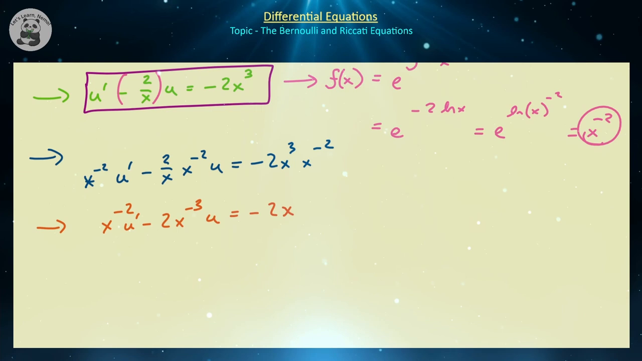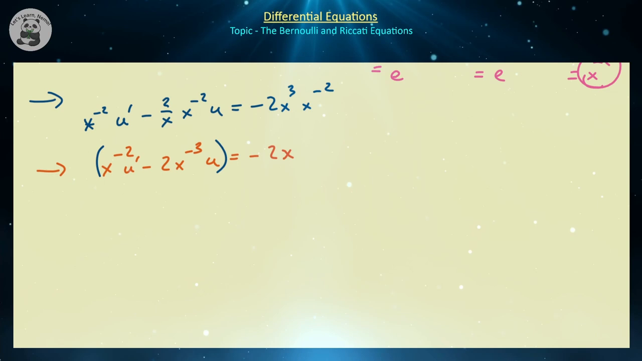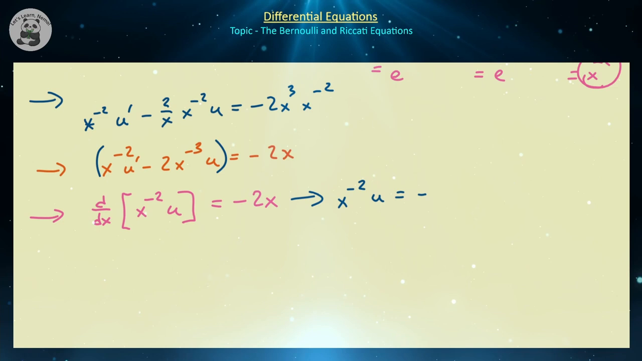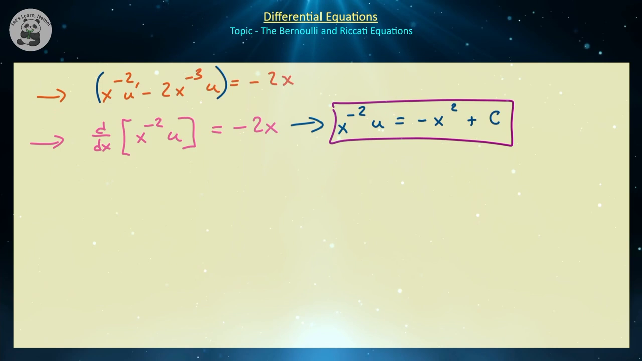All right, so on the left-hand side, we should have a backwards product rule, and indeed we do, because that's just precisely the derivative with respect to x of x to the minus 2 times u, and that's going to be equal to minus 2x. So once we have that, we multiply both sides by the differential of x and then integrate, which is going to give us x to the minus 2 times u is equal to minus, what is that going to be? So that's going to be minus x squared plus some arbitrary constant c, right? Which is our implicit solution for our differential equation in terms of u and x.